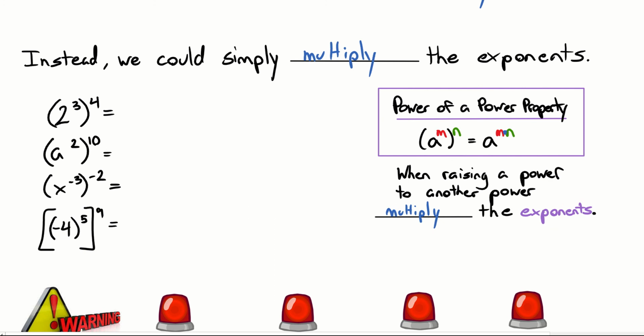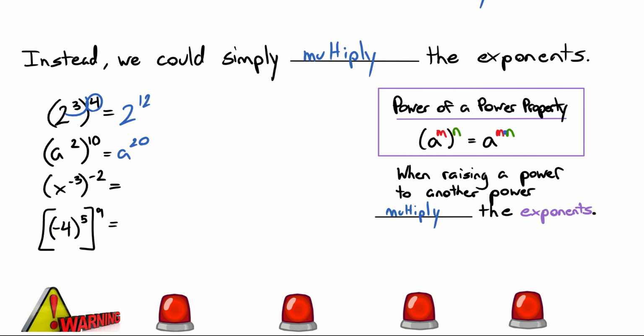Let's see a few examples here. 2 to the 3rd to the 4th. Well, yes, you could write out a bunch of 2's, or you could just say, what's 3 times 4? Well, that's 2 to the, say it, folks, 12th power. Nice job, 3 times 4. a to the 2nd to the 10th. a to the 20th. That's right. And go ahead and explode these out like we were doing before if you'd like.